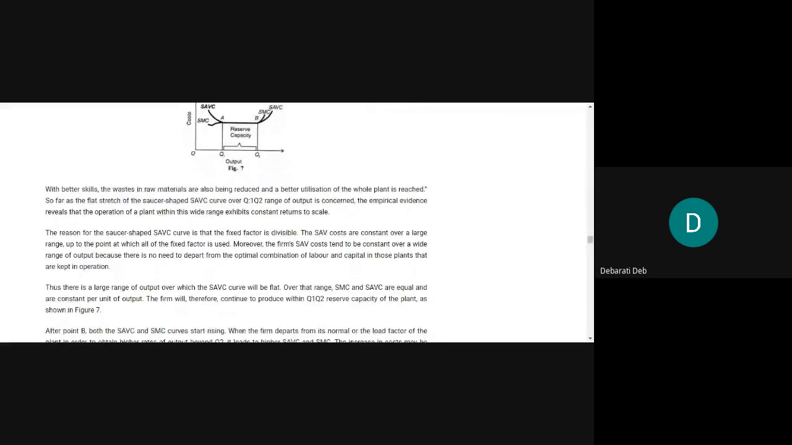After that, what will happen? After point B, both SAVC and SMC curve starts to rise. When the farm departs from its normal load factor of the plant in order to obtain higher rates of output beyond Q2, it leads to higher SAVC and SMC.